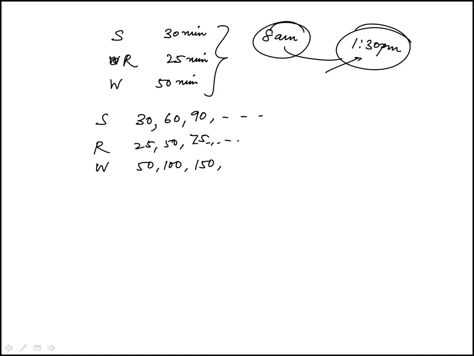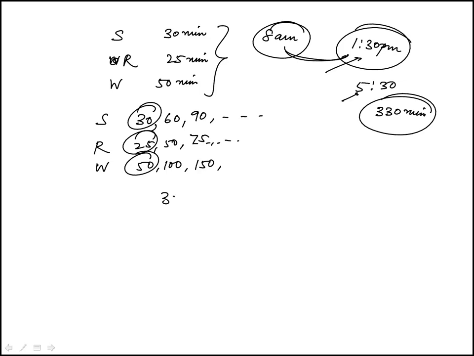So if you look at the total number of hours, that is 5.5 hours. 1 hour is 60 minutes, so that's 330 minutes. So we're looking for numbers less than wherever they overlap. First, the easiest way is to find the least common multiple of 30, 25, and 50.